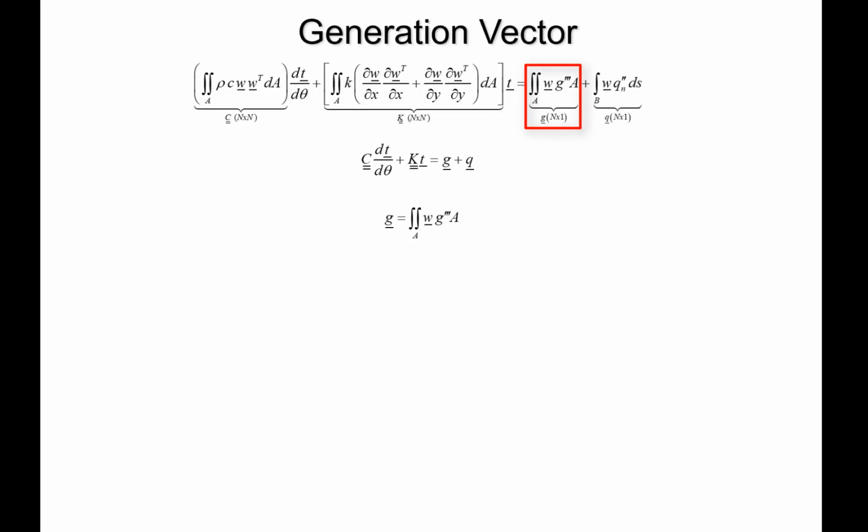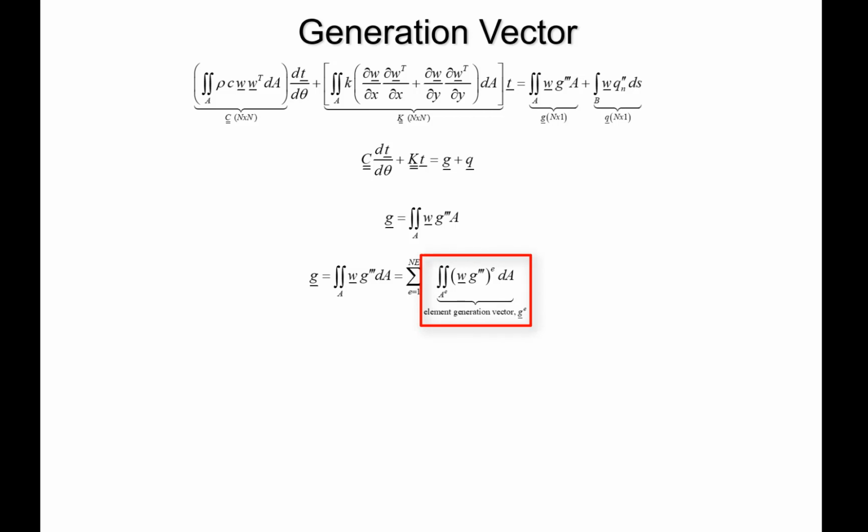and that includes this generation vector G, which is related to an area integral over the entire computational domain. And then we have this Q vector, which is related to a boundary integral around the boundary of the computational domain. So let's start here with the generation vector G. Again, we will do this by splitting up the area integration over each element. So we're first going to have to figure out how to come up with the element generation vector, and then we'll add them all together element by element until we get the global generation vector.